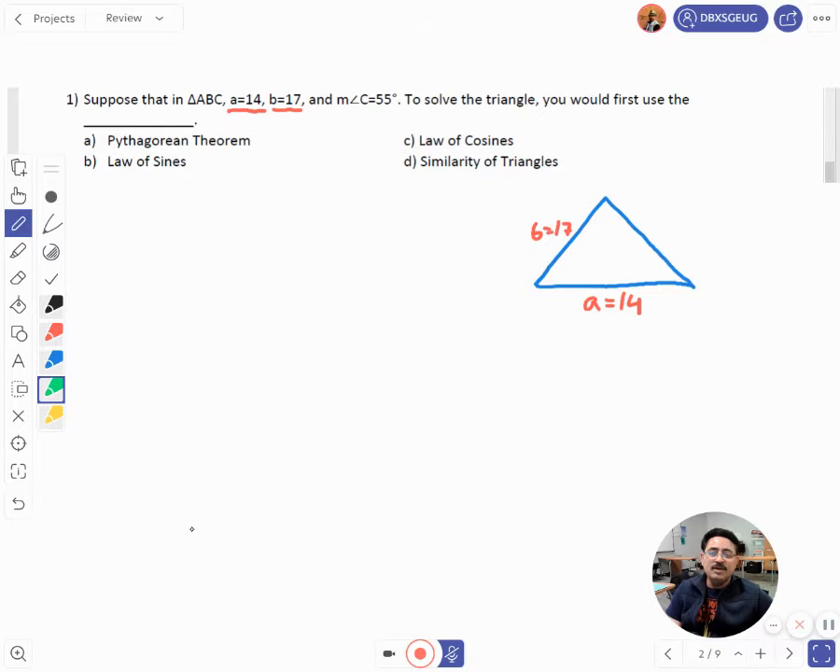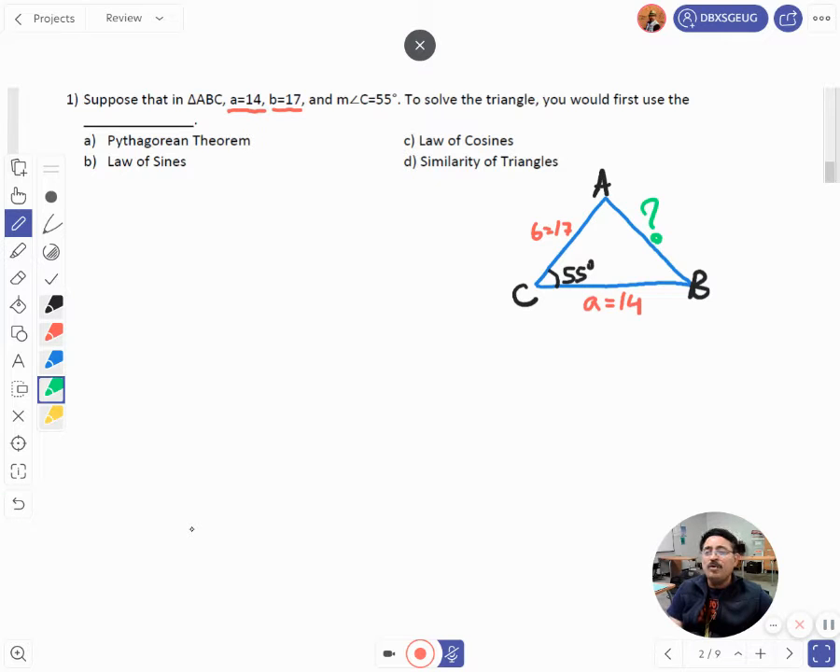One ground rule is, if side a is given, opposite to that you will have uppercase A. If b is there, then opposite to that you take uppercase B, that is angle B, and obviously the third one is C. Angle C is given as 55 degrees. To solve the triangle means finding the third side, the missing side.